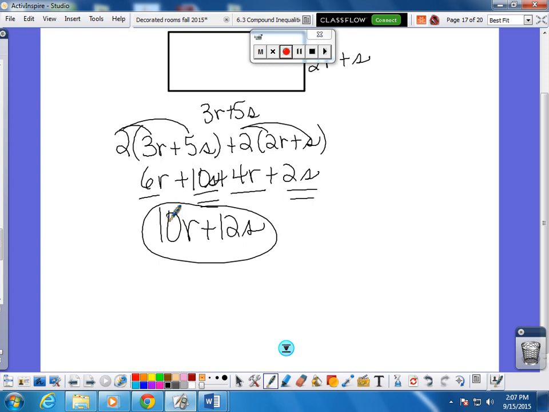What if I just put 3R plus 5S plus 3R plus 5S plus 2R plus S plus 2R plus S? Would that be okay? Yeah. I didn't even have to use the distributive property. I could have just written out all the sides.